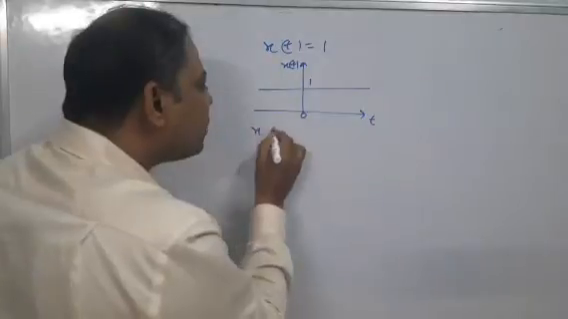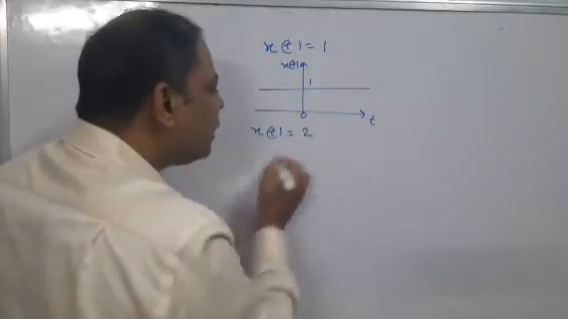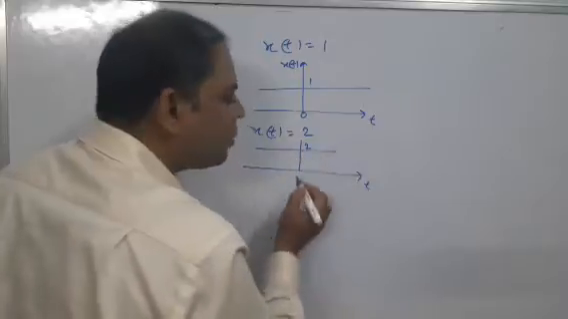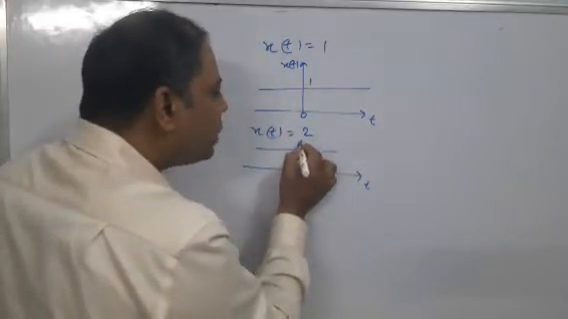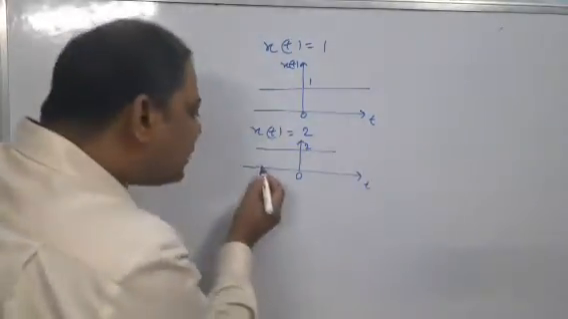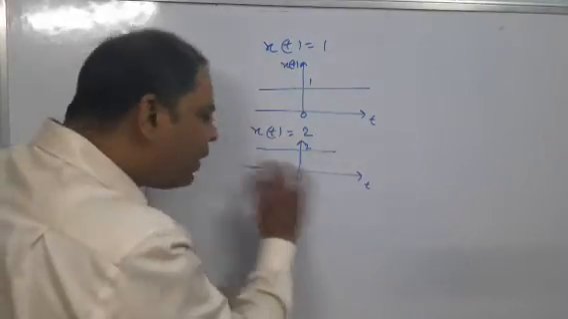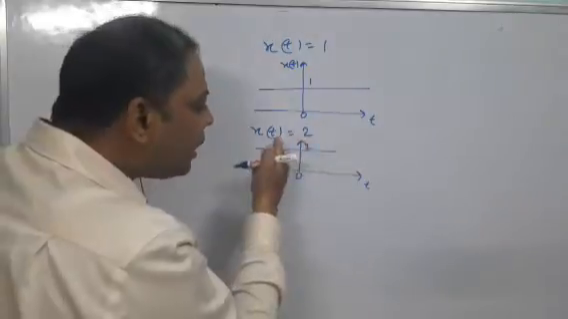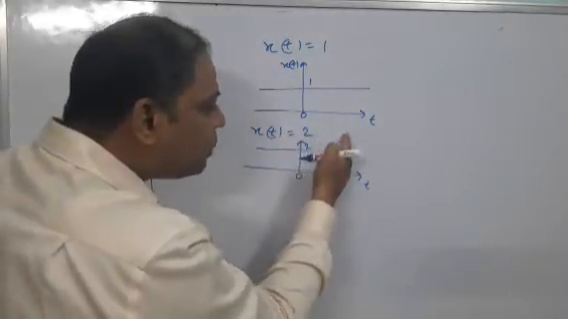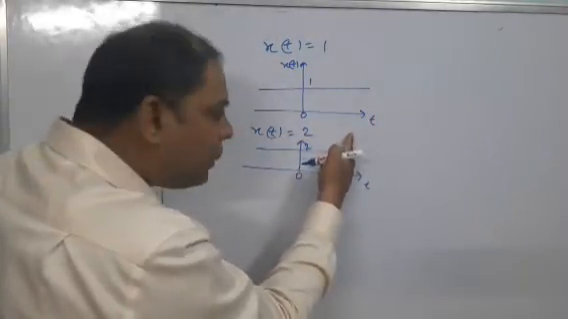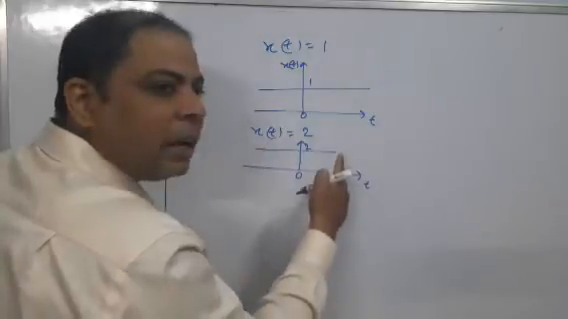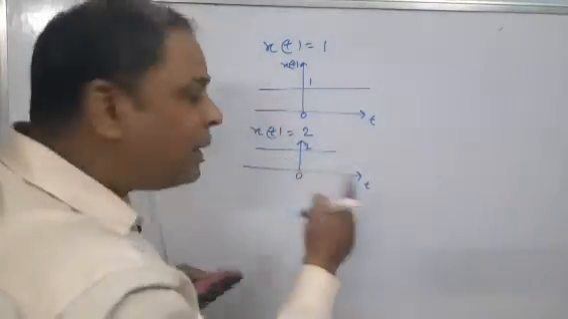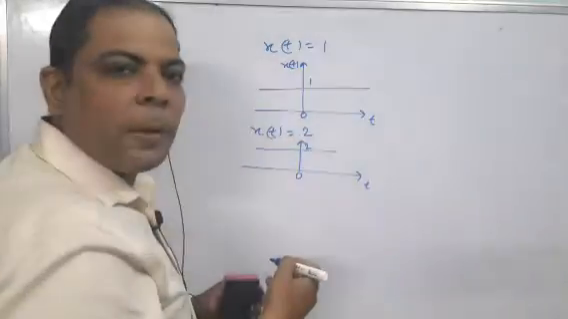Now suppose I am considering x(t) is equal to 2. Then how to sketch it? This is your time axis, and this is your 2. Every time the value is 2. This is x(t) is equal to 2. Nothing is mentioned for t, that means you have to sketch for all time. It means that for all time the value is 2.